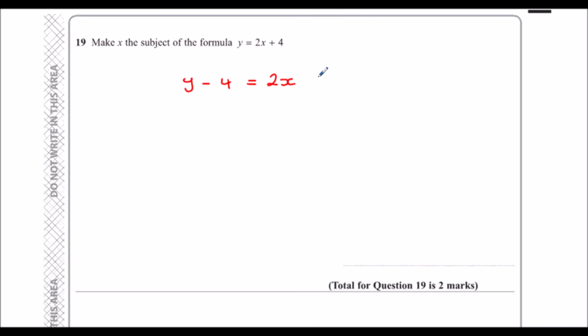Now I want x by itself. I don't want it to be multiplied by 2. So I do the opposite of multiplying by 2, which is dividing by 2. If I divide both sides by 2, I'll get x by itself, and it's equal to y minus 4 over 2. So x equals y minus 4 divided by 2.